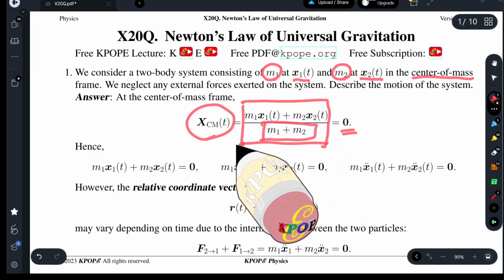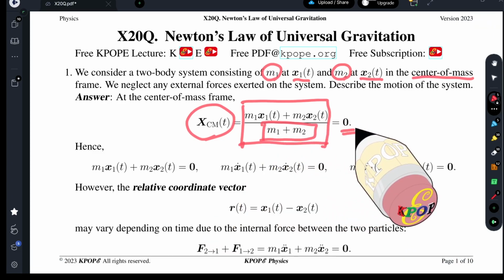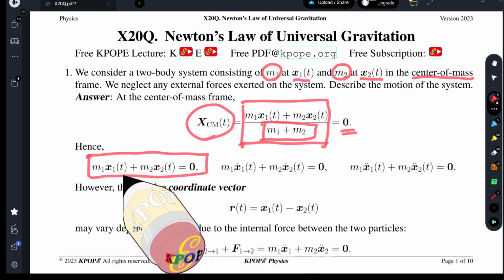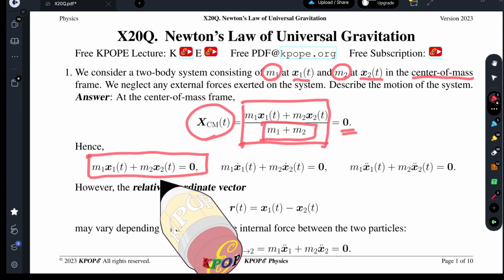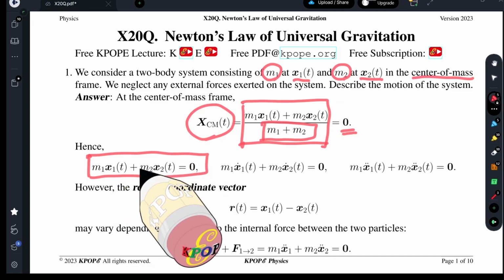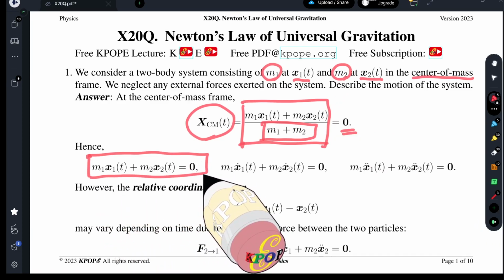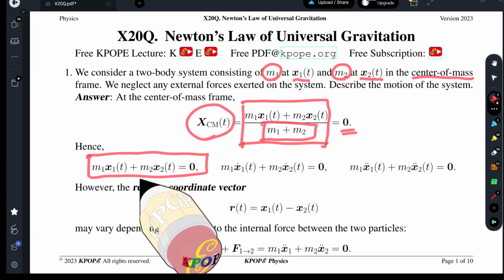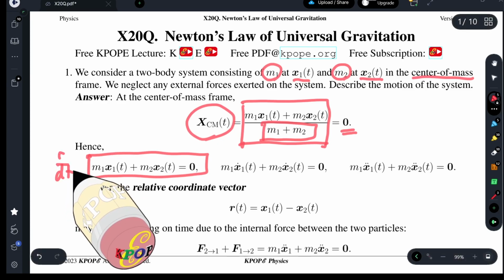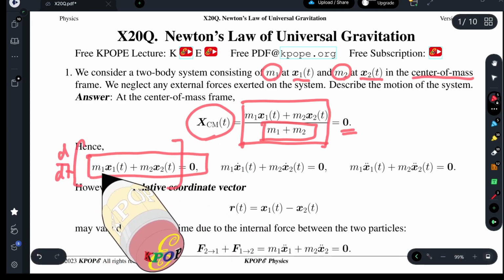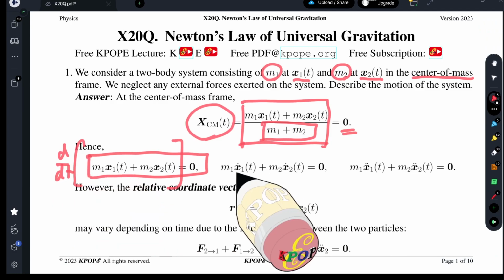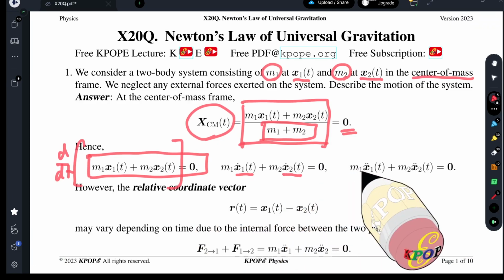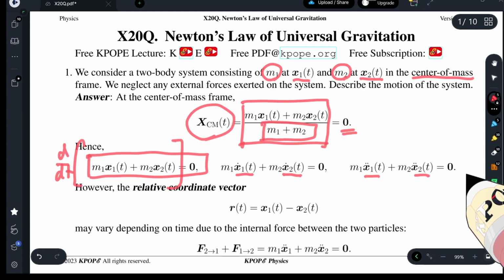Because the denominator is non-vanishing, this is equivalent to the fact that mass times position vector plus mass times position vector for the two particles is 0. In Newtonian mechanics, mass is independent of time. Therefore, we can take the derivative and it does not affect the mass. As a result, the first order derivative is 0, and the second order derivative is also 0.